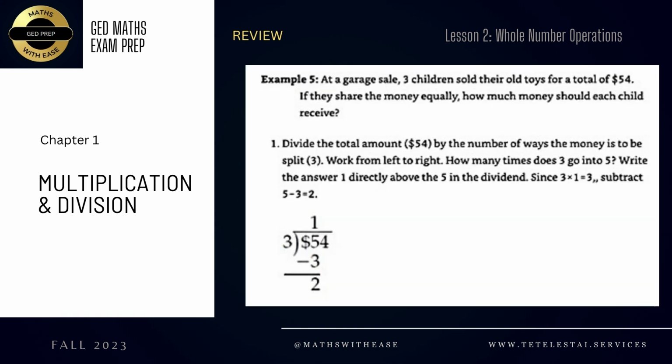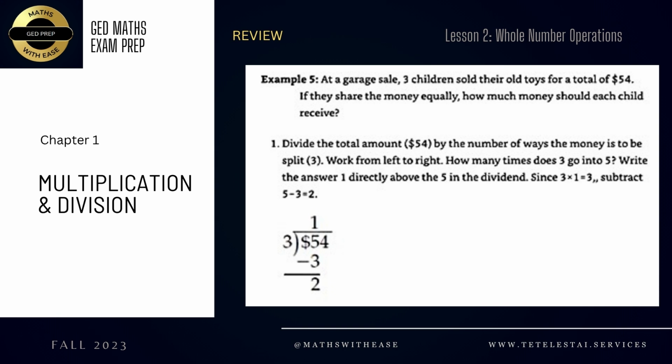So here, the example that we're given is that at a garage sale, 3 children sold their toys for a total of $54. And if they share the money equally, how much money should each child receive? So essentially, we're dividing 54 3 ways so that each child can receive an equal amount of the money that they made. Right? We're dividing 3 into 54.